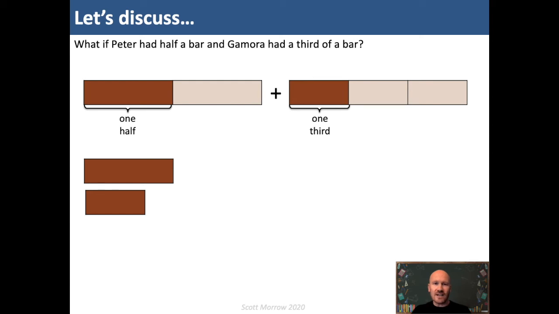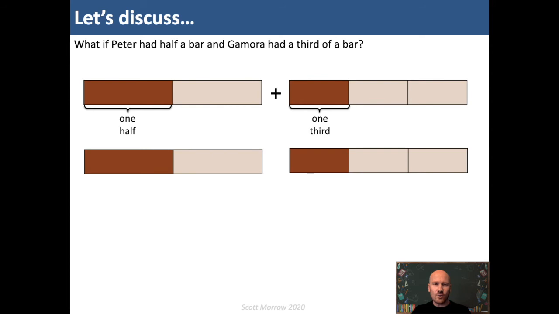We can find fractions that are equal to 1/2 and 1/3. Why don't we take our half bar of chocolate and split each of those halves into 3 parts? Now what we've actually done is split that whole bar into 6 equal parts, but we didn't have the whole bar, we only had half a bar. So therefore 3 of those 6 is the same as 1/2.